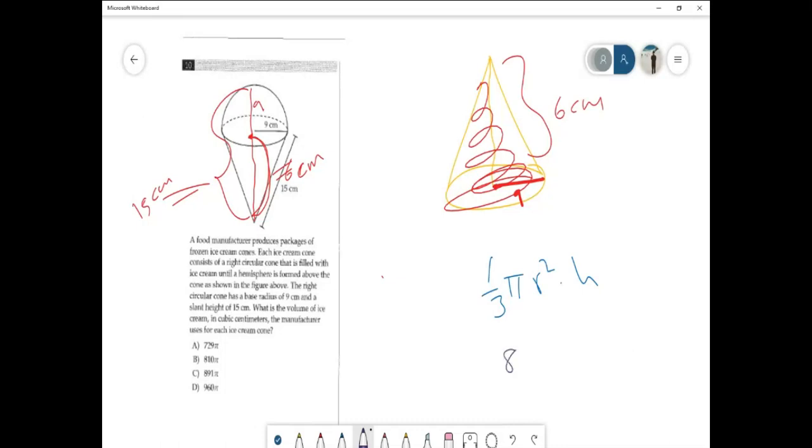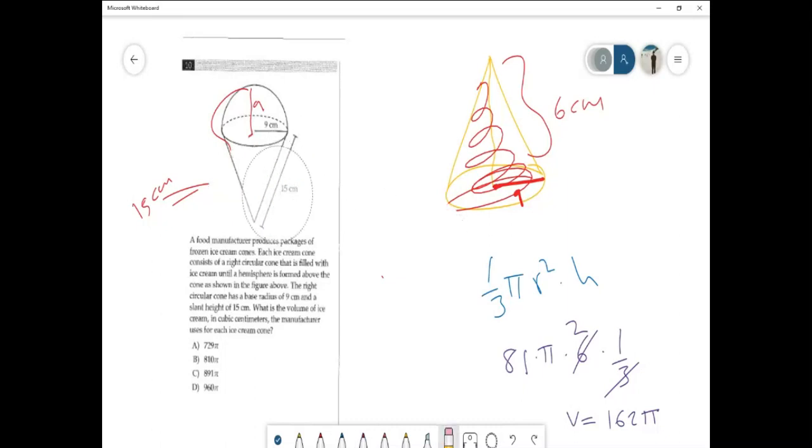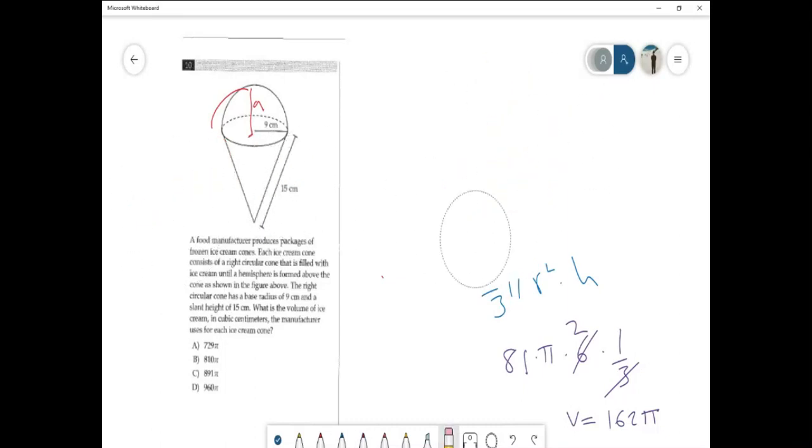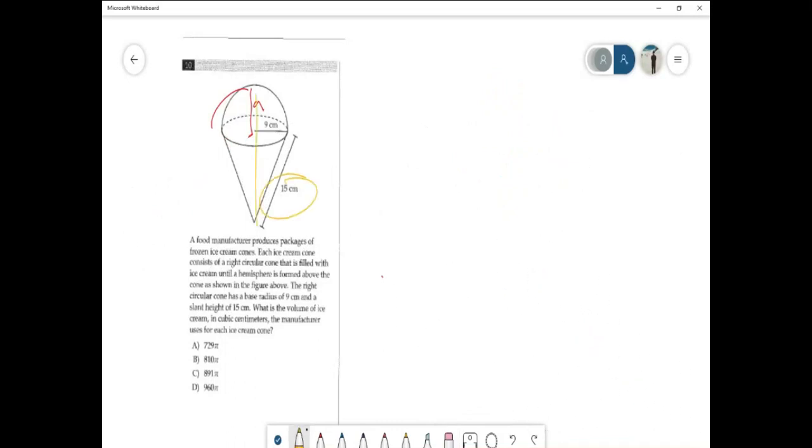I need to find the volume of this. I know the formula, which is 1/3 pi r squared times h. The base times height times 1/3 because it's a cone. I know r is 9. 9 squared is 81 times pi times h is 6 times 1/3. These are cancelled, 2. Then the volume will be 182 pi.